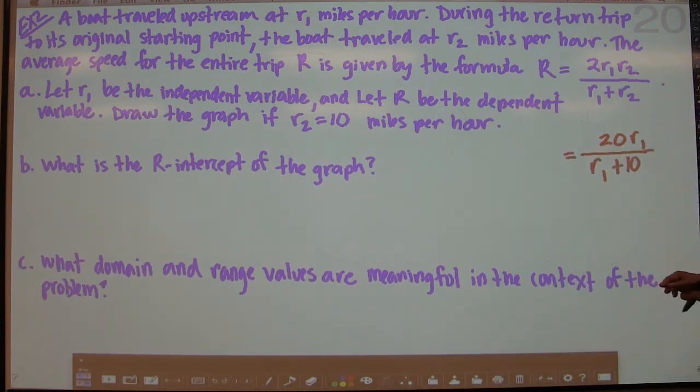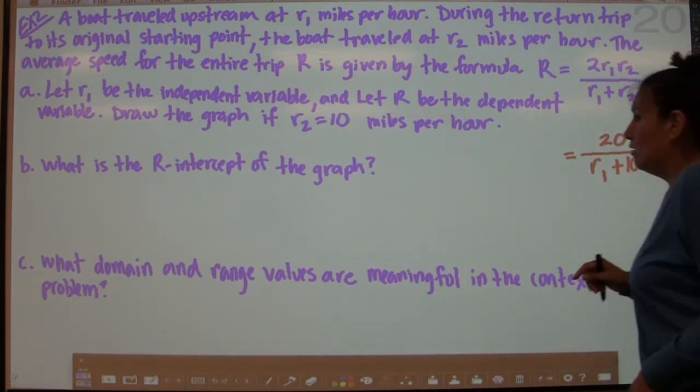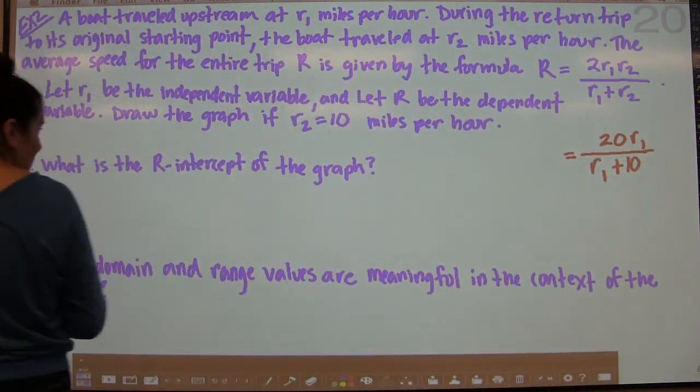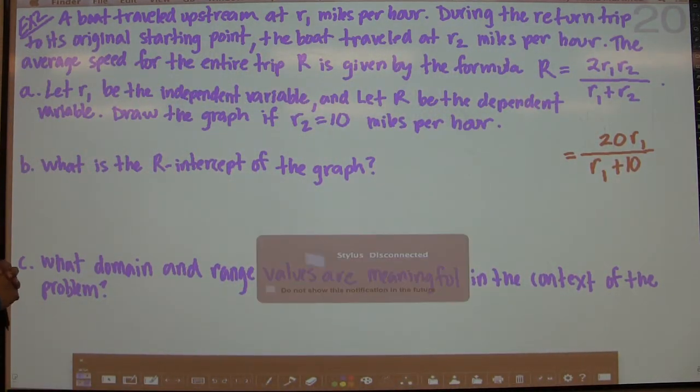I'm not actually going to graph it in the interest of time, but you saw earlier how we do that, so that's what you're graphing now: 20 r sub 1 over r sub 1 plus 10. Remember that the r sub 1 is kind of like your x variable, so if you want to just write 20x over x plus 10, that's fine.